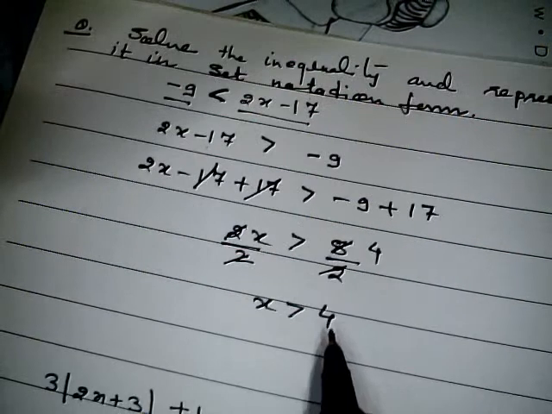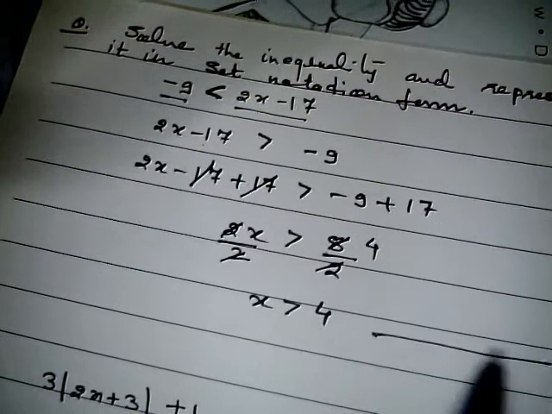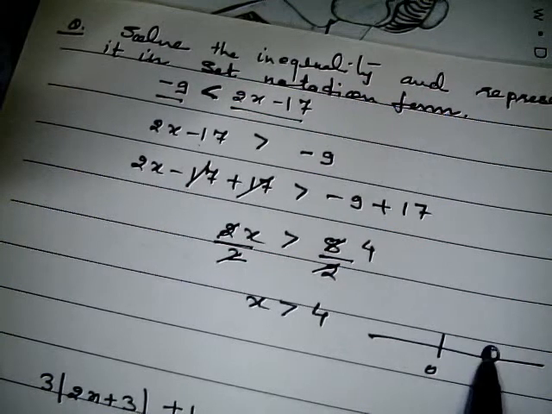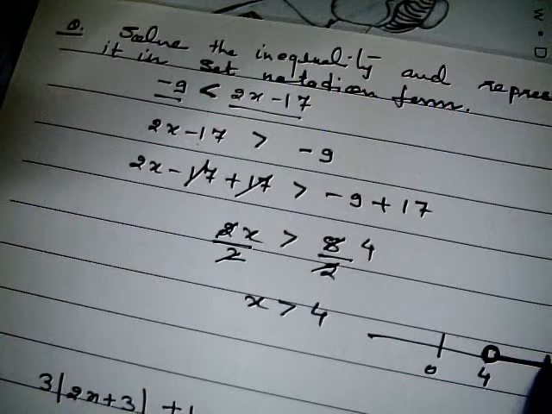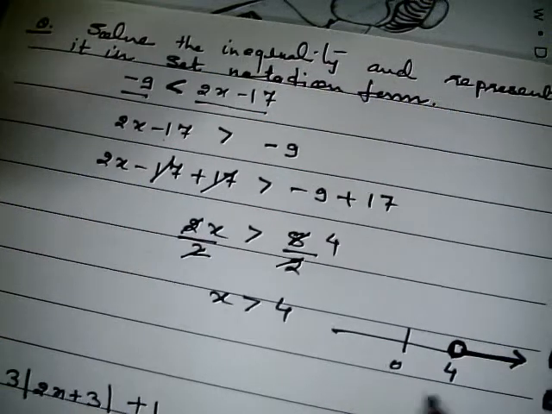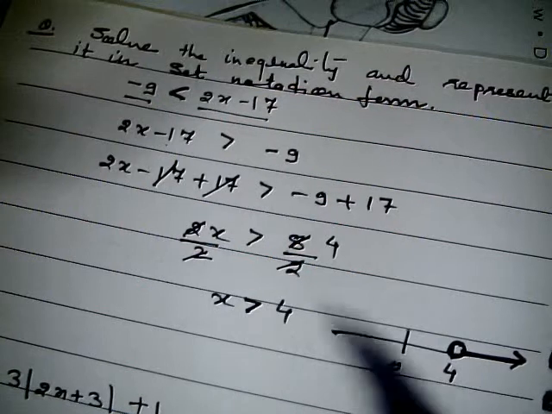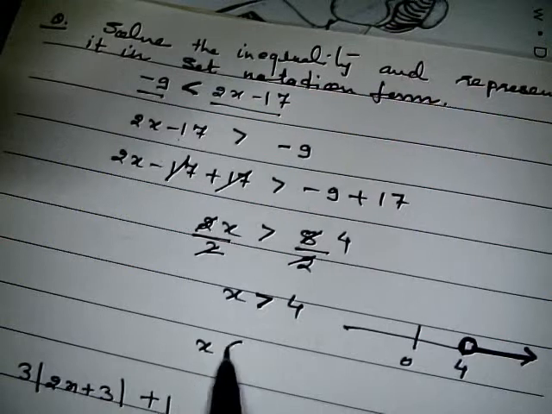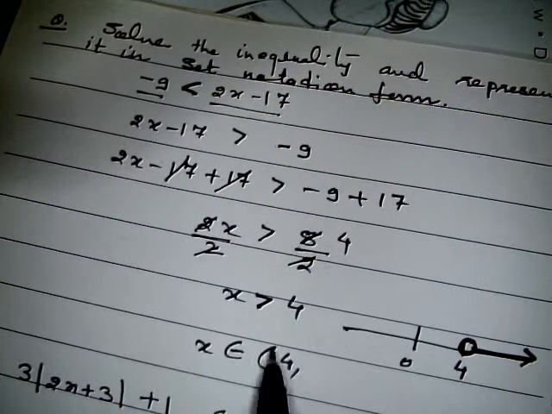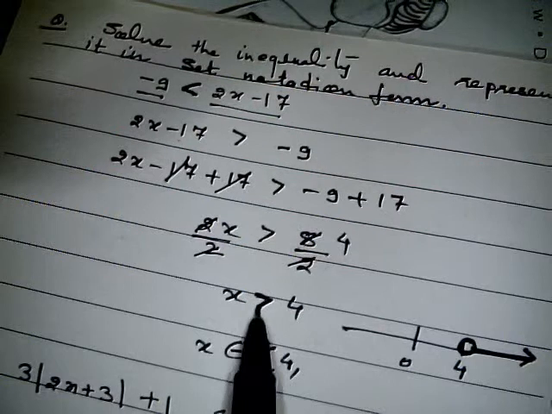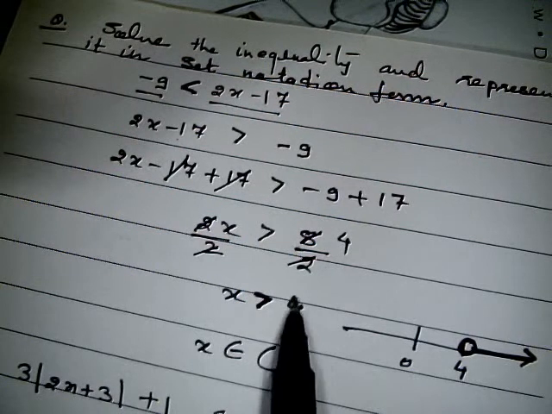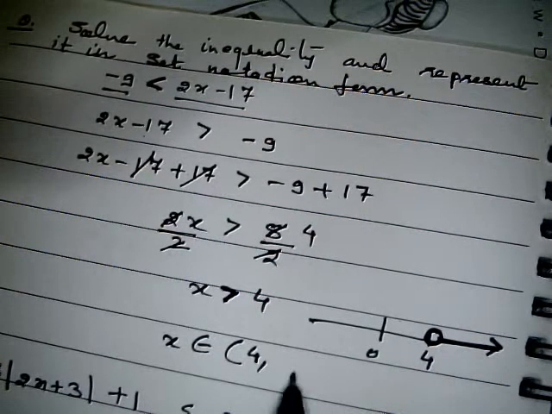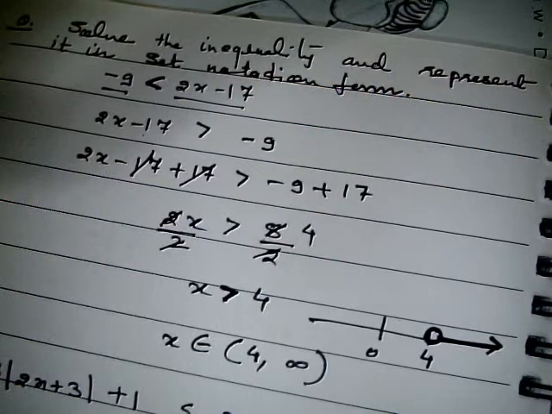When you represent this on the number line, this is 0 and suppose this is 4. It starts from 4, and in this direction it goes to infinity, because x is greater than 4 and this is the greater than sign. So here will be an open circle. When you represent this in notation form, x is going to be in an open parenthesis, because it is only the greater than sign. So this 4 is not included in the solution set, and in this direction it moves up to infinity, with an open parenthesis on infinity. So this is going to be the answer for this question.